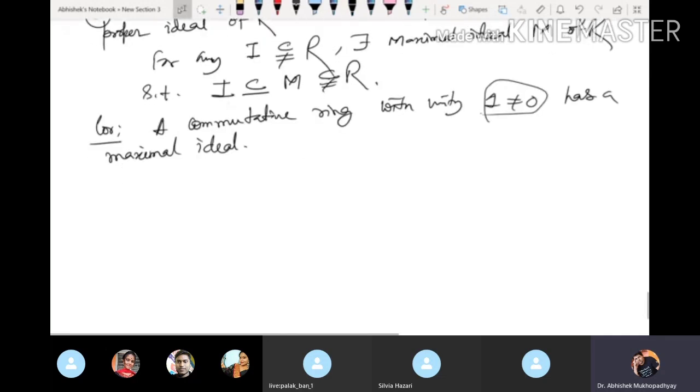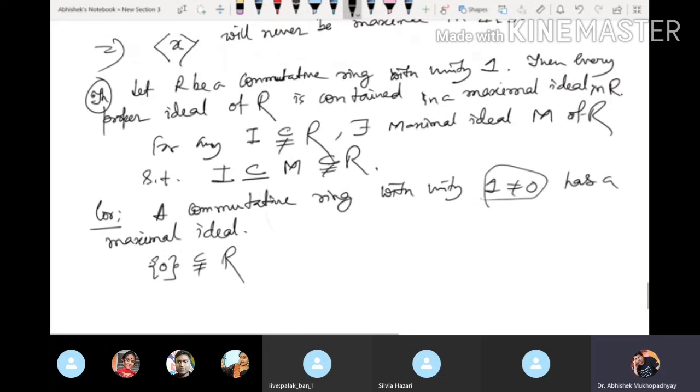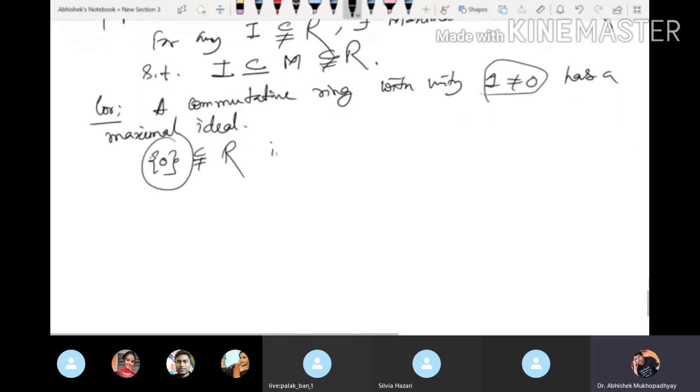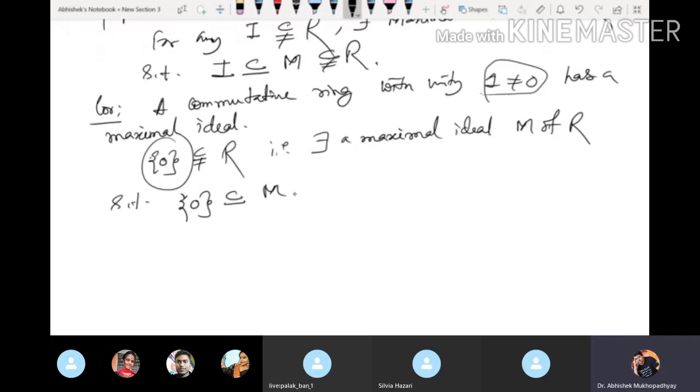So what will be the proof? The proof is like that. Just consider the 0 ideal, singleton 0. So this will be a proper ideal in R. And by the above theorem, this ideal will be contained in some maximal ideal. That is, there exists a maximal ideal M of R such that {0} is a subset of M, a proper subset of R. And this proves that every commutative ring with unity 1 which is not equal to 0 must have a maximal ideal.